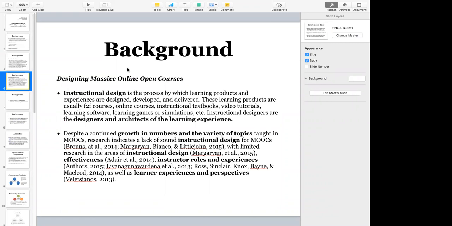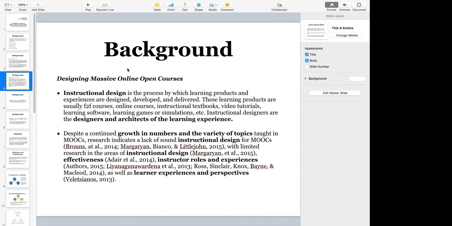So, like I said, I am in the program that's called Learning Design and Technology, and learning design is also, we also use instructional design as a term. Instructional design is the process by which learning products and learning experiences are designed, developed, and delivered.